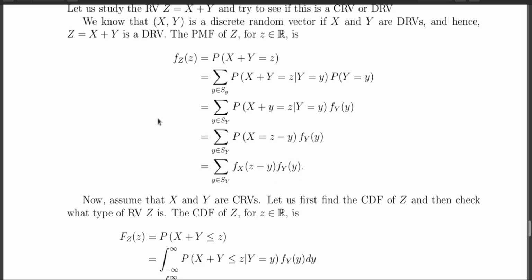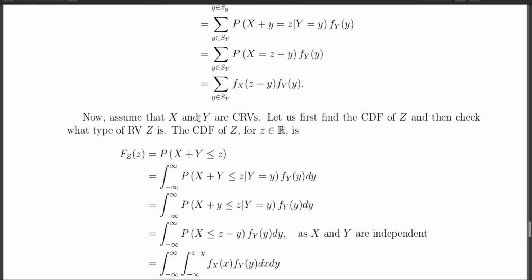Okay. Now let us consider the second case, when X and Y are both continuous. First what we are going to do is find the cumulative distribution function of Z. Obviously in this case I do not know whether Z will be continuous or discrete, but we know that the cumulative distribution function always exists. So first we will find the CDF of Z, and from that we check whether Z is continuous or discrete.